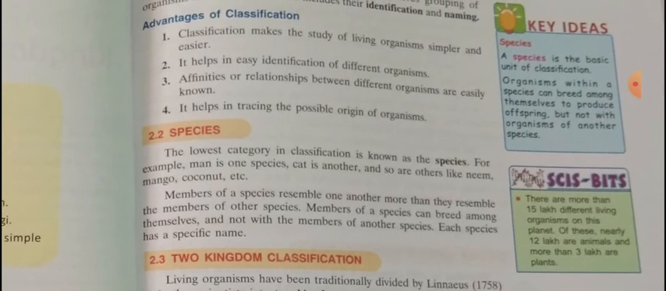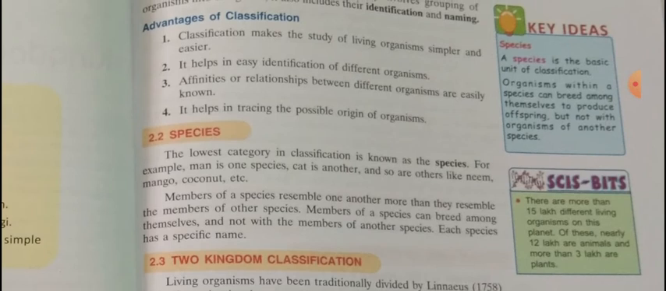Now we will learn what species are. Species is the basic unit of classification. Okay? Organisms within a species can breed among themselves to produce offspring, but not with organisms of another species. Now, the lion will breed along with the lioness. The organisms of the same species will breed among themselves. They will not breed with some other species. It is very important to understand. Okay?